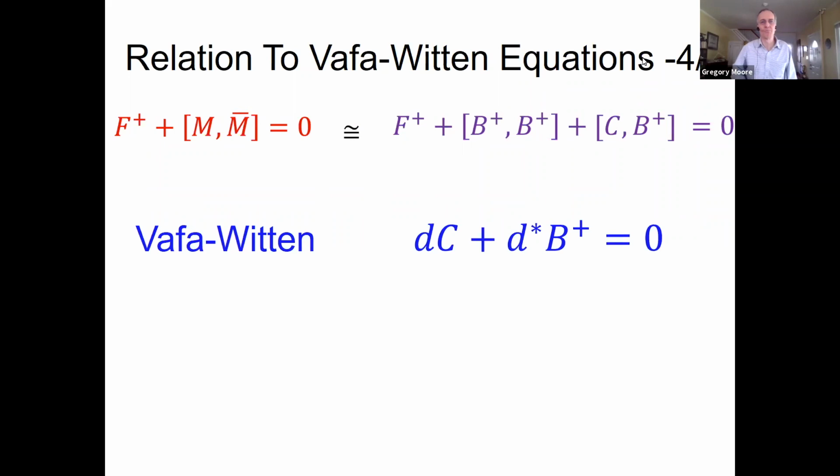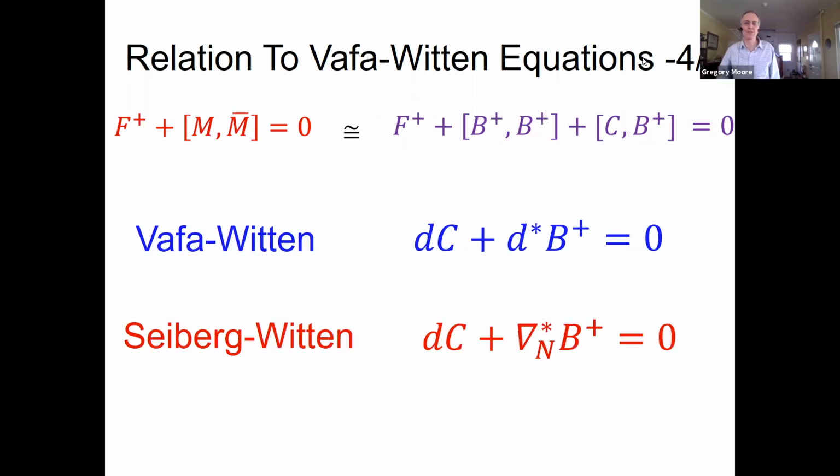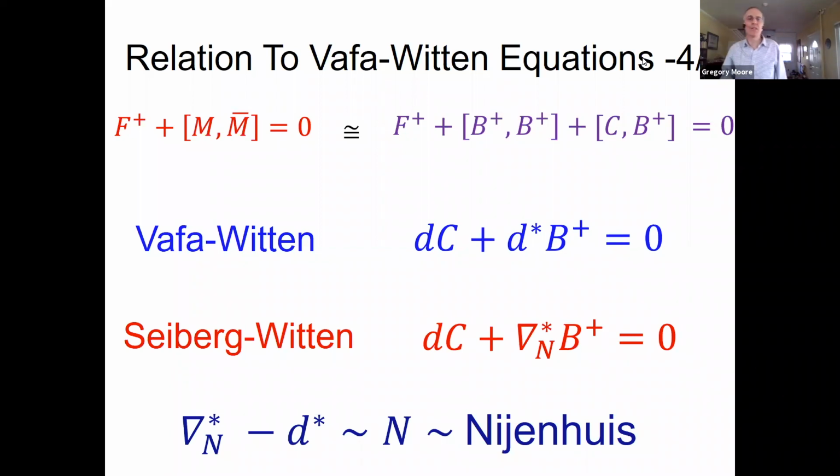But the second equation is more troublesome. The second Vafa-Witten equation looks like this. And if you put it into this language, the second Seiberg-Witten equation looks like this. So contrary to what I said this summer, Seiberg-Witten is not the same as Vafa-Witten. I really ought to have known better. But they're pretty close. The difference of this connection on B with D star is zeroth order in derivatives and tensorial. So, you know, it's easy to make a mistake here.